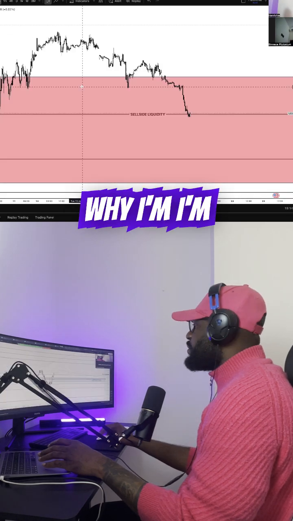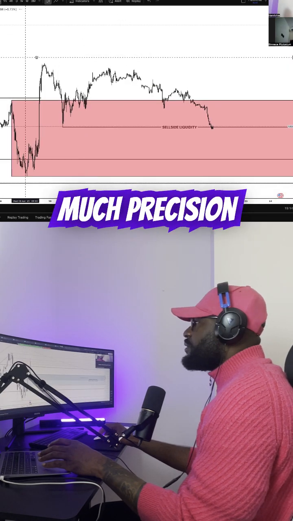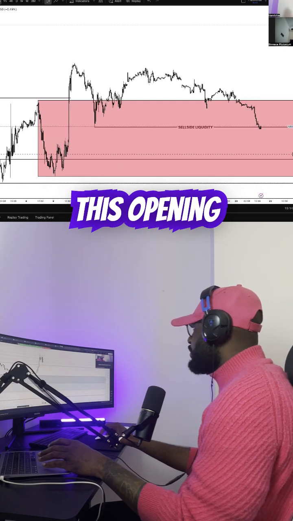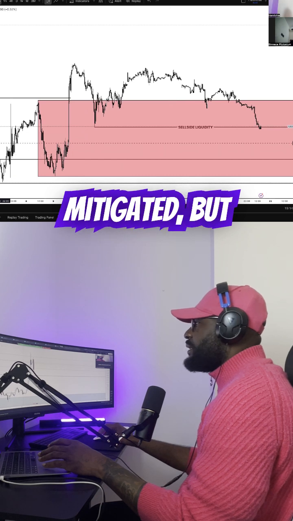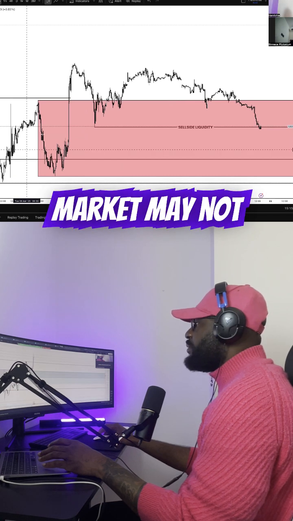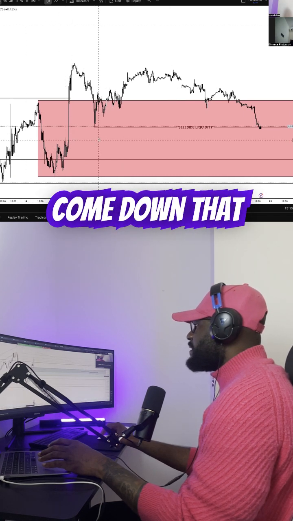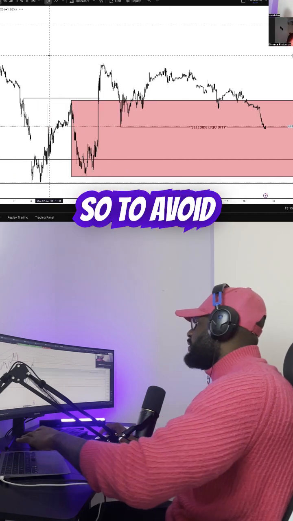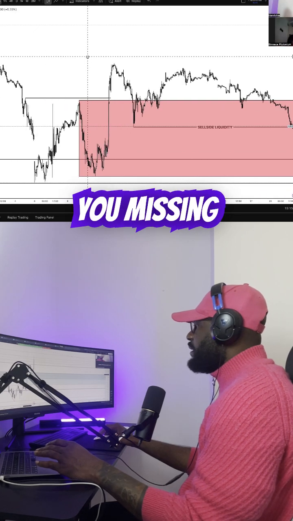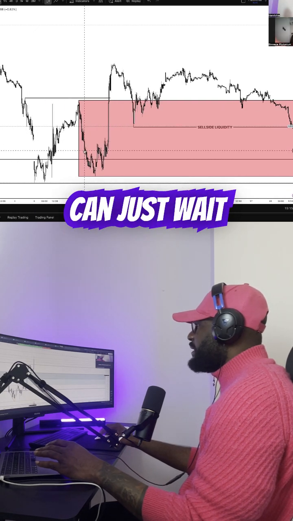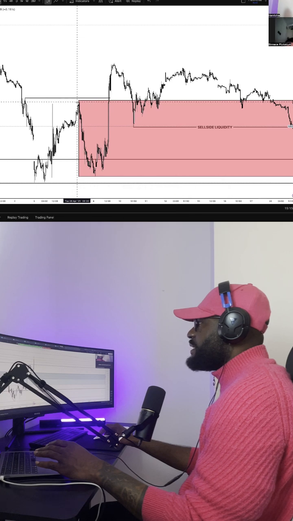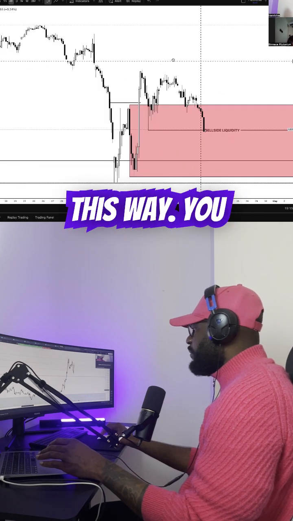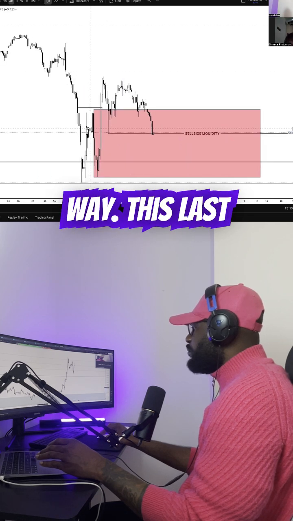So that's why I'm just saying, just try to remove too much precision sometimes. Even though I would prefer to see this opening range gap get mitigated, sometimes the market may not have the momentum to come down that deep. So to avoid you missing trades, you can just wait for your time frame break of structure. You can even do it this way.